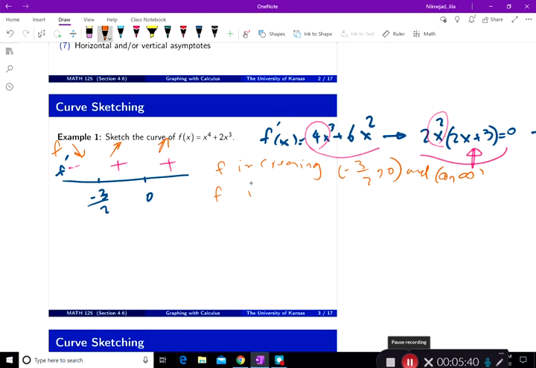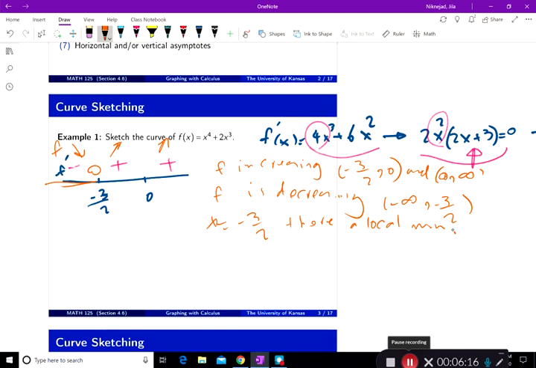And f is decreasing on (-infinity, -3/2). So that I figured out. Can I tell if there is a min or max point? Yes, I can. At x equal to -3/2, I see the bottom of the hill, so there is a local min. And so far so good.